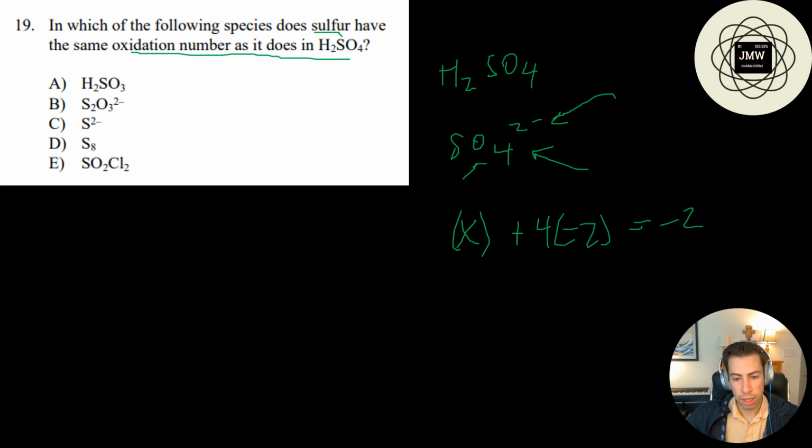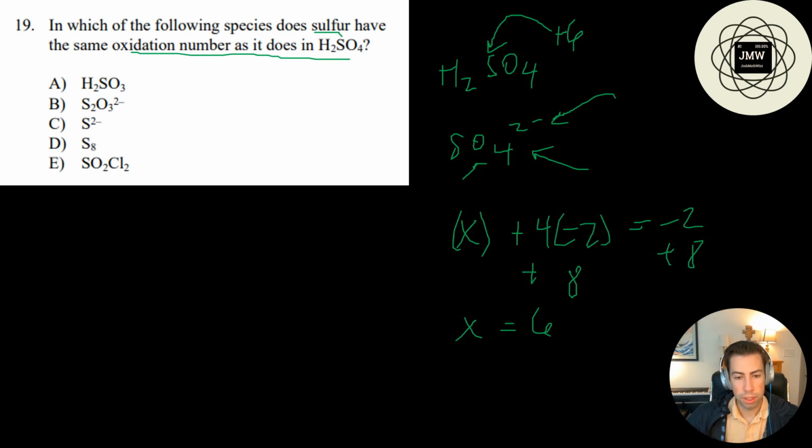So I will then add 8 to both sides, because 4 times -2 is -8, and then I will get that X equals 6. So therefore the oxidation number for the sulfur is going to be 6, so plus 6.